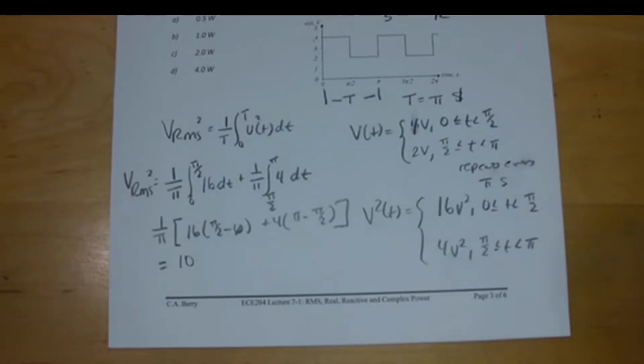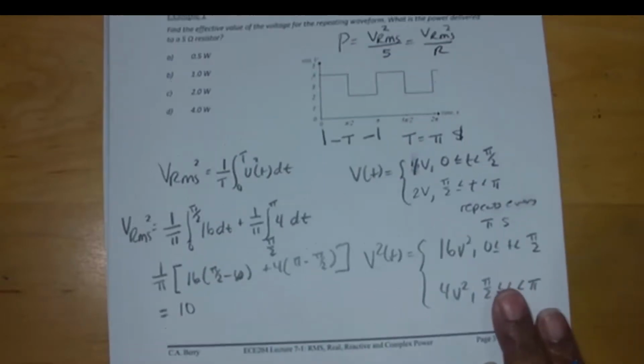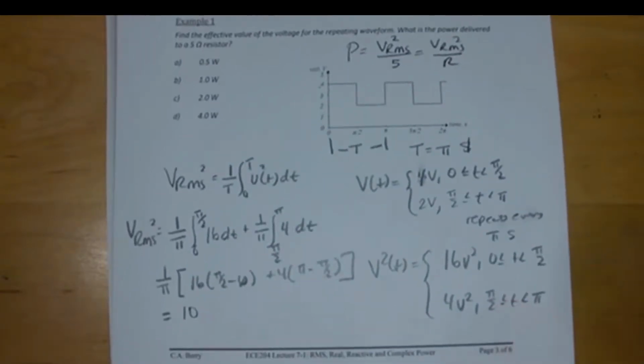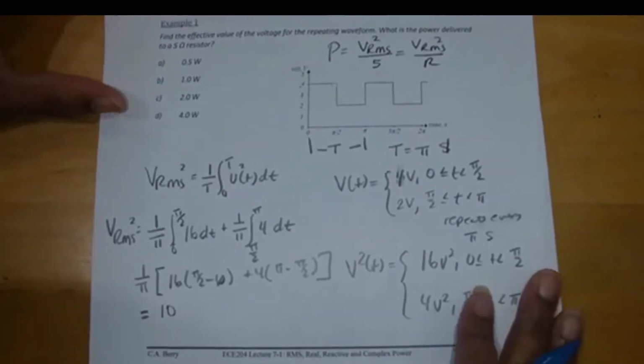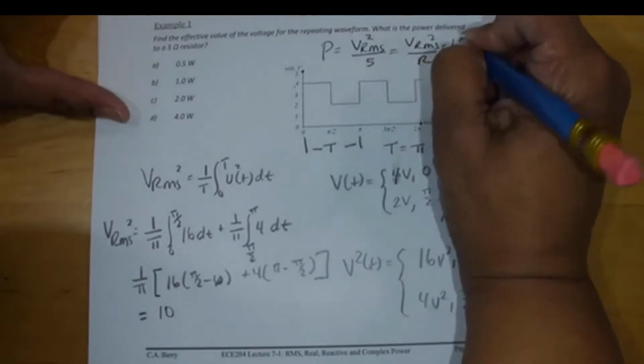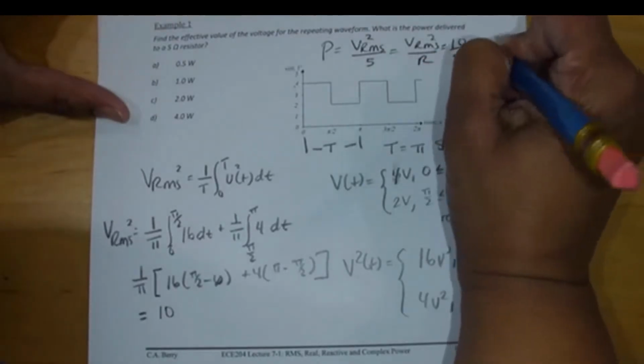Okay, if VRMS squared is a 10, what's the average power? V squared over R. It's 10 divided by 5. 10 divided by 5 is 2 watts.